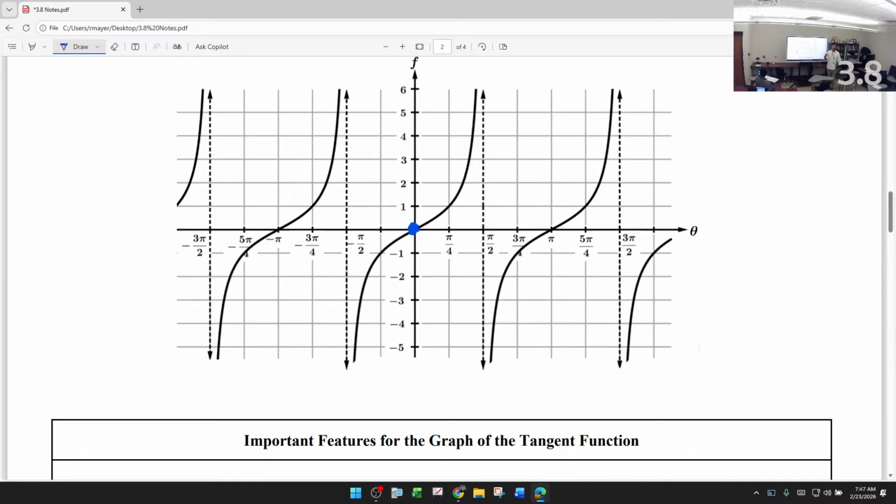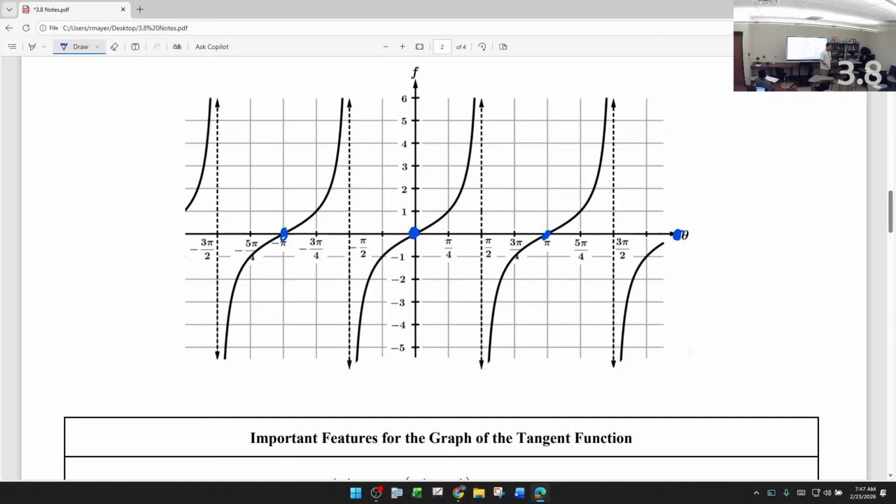So at zero, tangent is zero. And the next time tangent is zero is when sine is zero, and sine is zero at pi. Then tangent is zero at 2 pi, 3 pi, 4 pi, 5 pi, negative pi, negative 2 pi. So tangent is zero when sine is zero. Oh, that makes sense. Tangent is sine over cosine. If sine's zero, then tangent has to be zero.